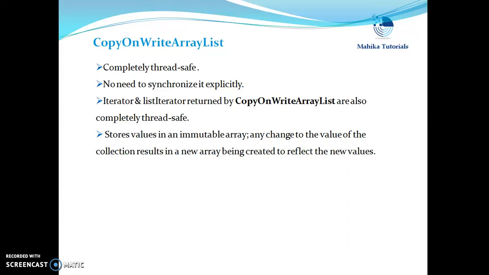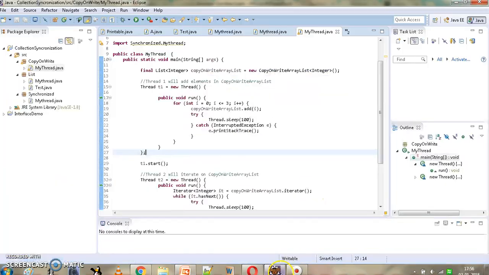Now how does it work internally? It stores values in an immutable array. Any change to the value of the collection results in a new array being created to reflect the new values. That is, if a particular thread is performing some structural modification to the array list, then it will get another copy, so that when another thread is trying to iterate through the array list, it should not get concurrent modification exception. Let's understand it better by taking an example. So we will move to Eclipse.